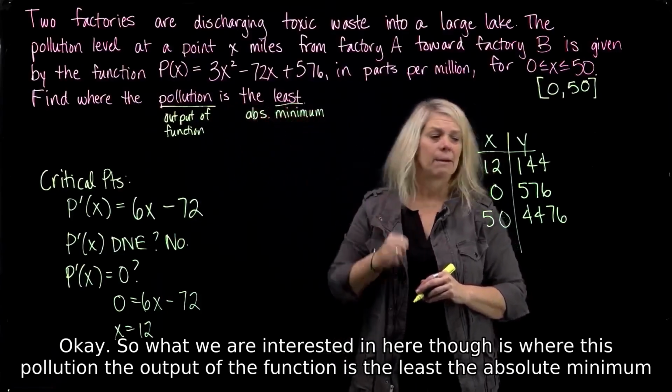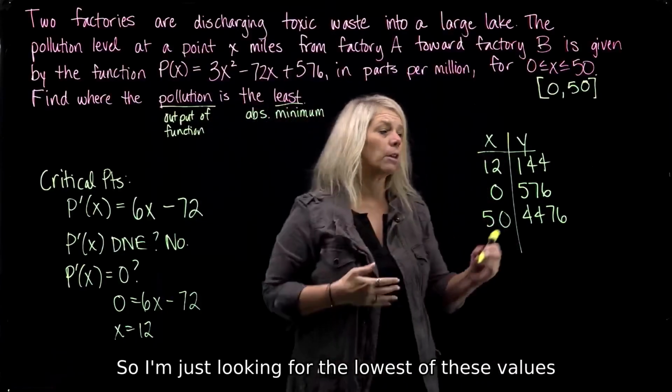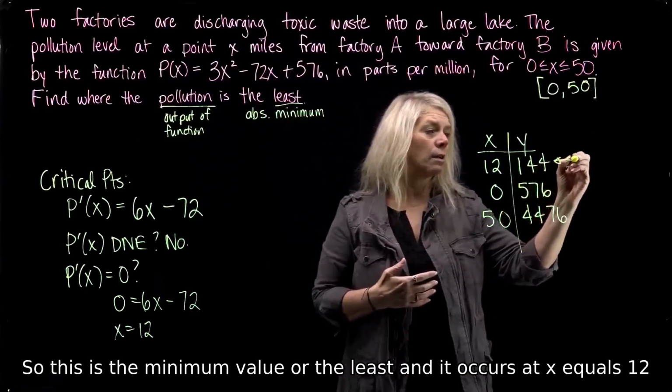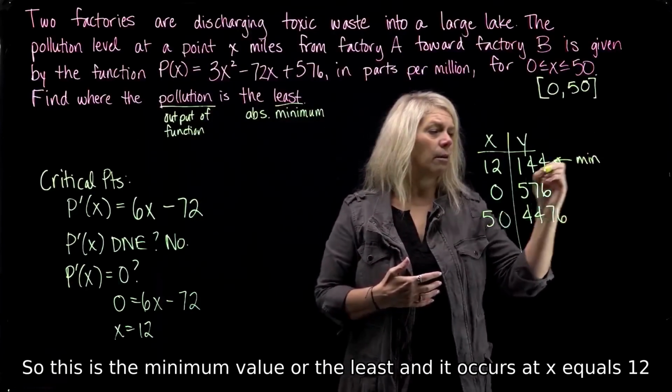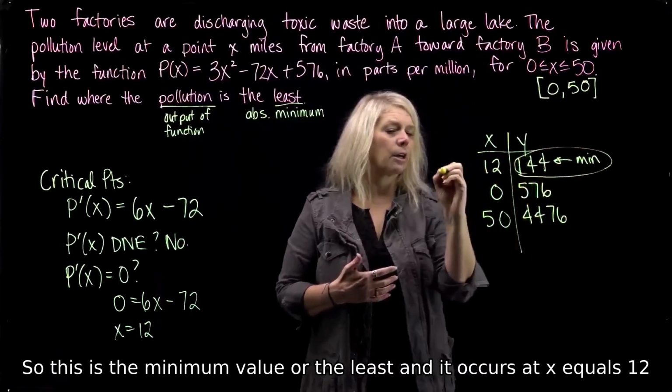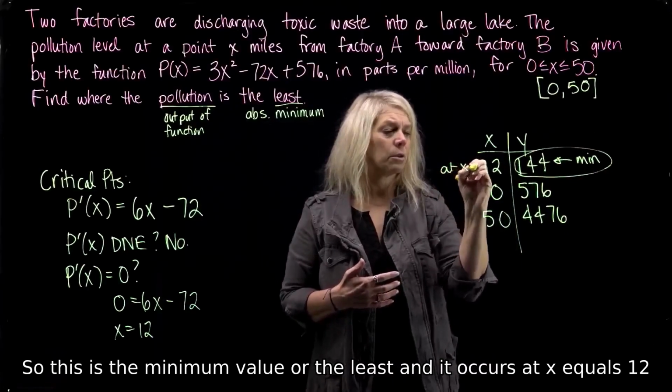Okay, so what we are interested in here, though, is where this pollution, the output of the function, is the least, the absolute minimum. So I'm just looking for the lowest of these values. So this is the minimum value, or the least, and it occurs at x equals 12.